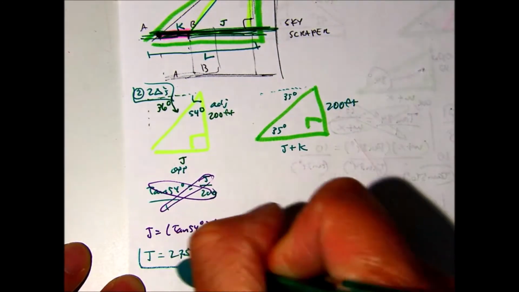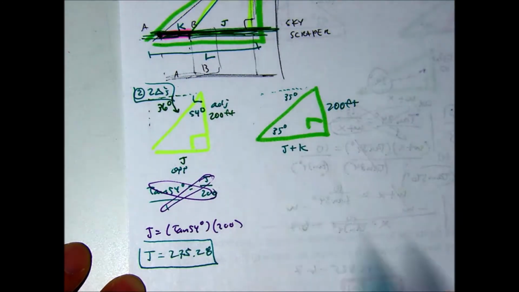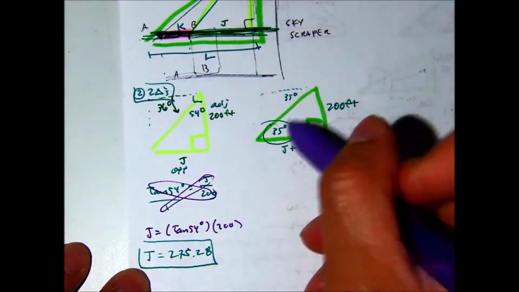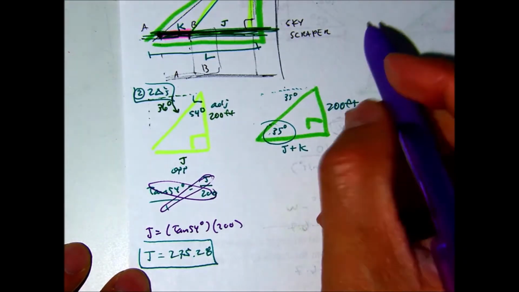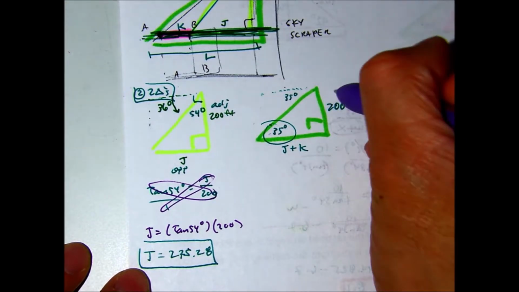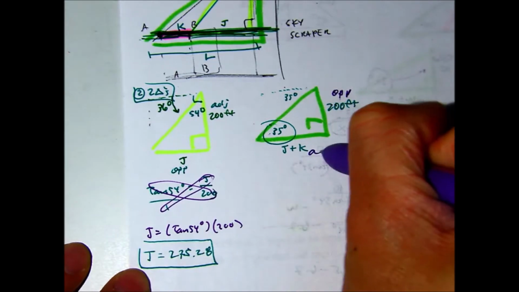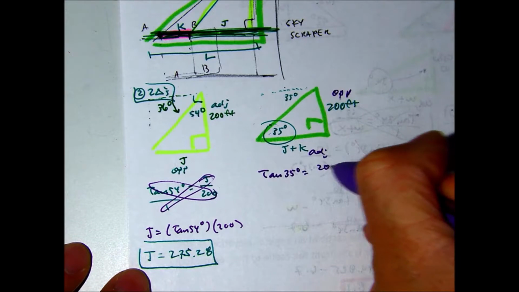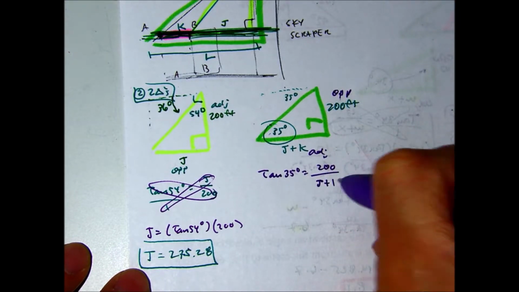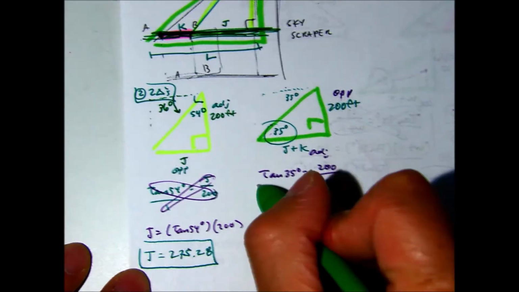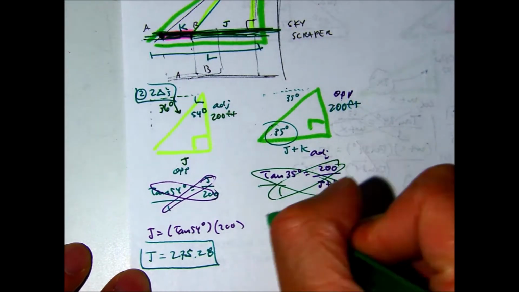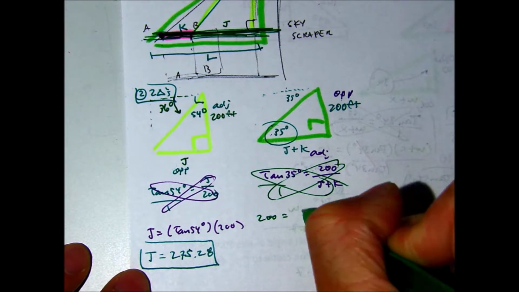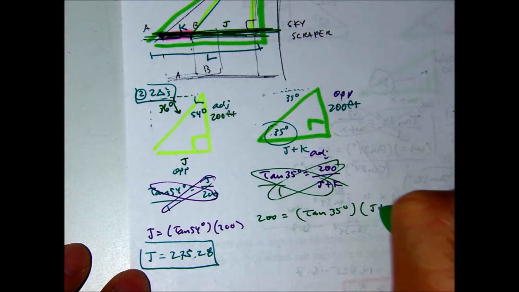I'm going to box it. It's an answer. Now I'm going to go ahead and input from here. I have the opposite over, oh wait, what am I doing? Opposite over the adjacent. So that'd be tangent of 35 equals 200 over j plus k. Cross multiply, I get 200 equals tangent of 35 times j plus k.